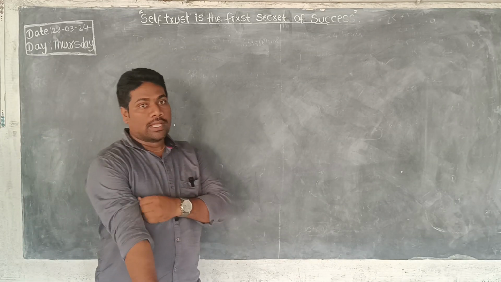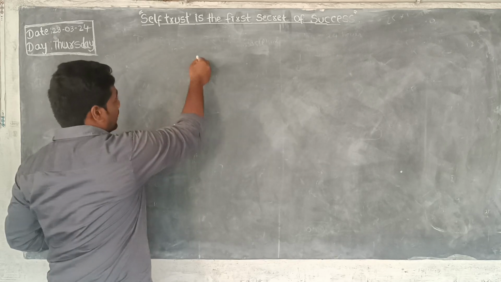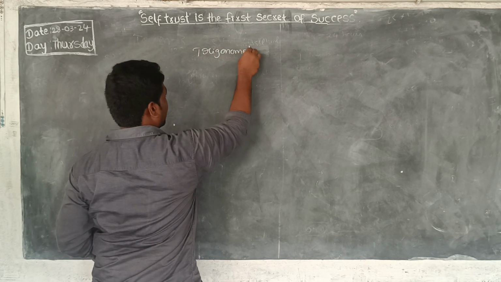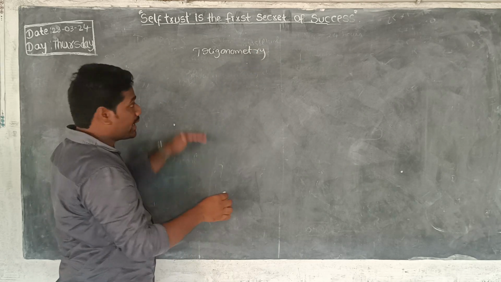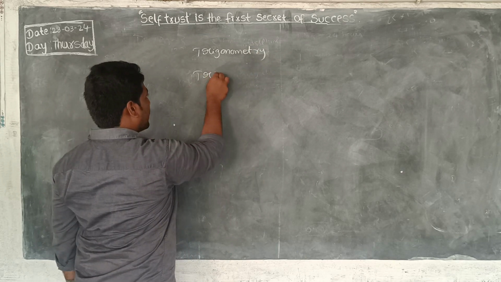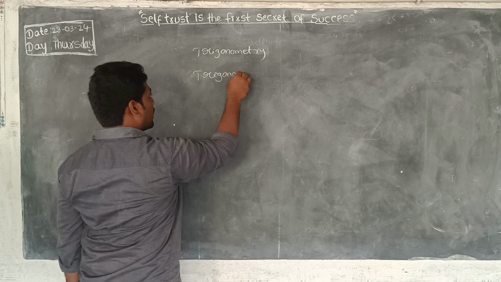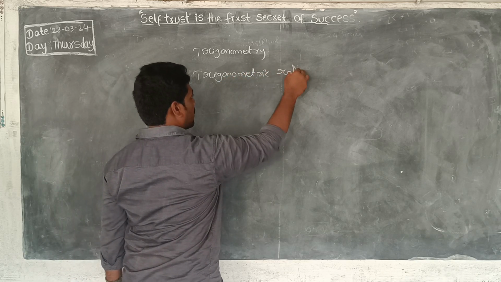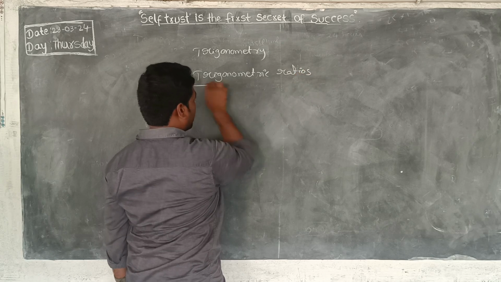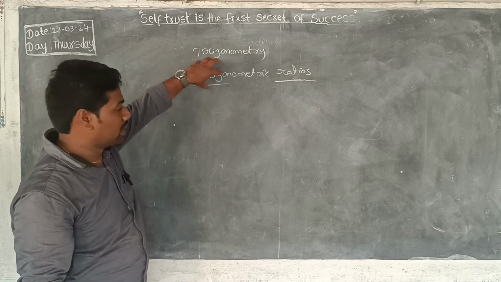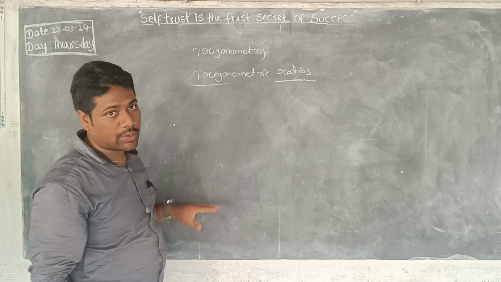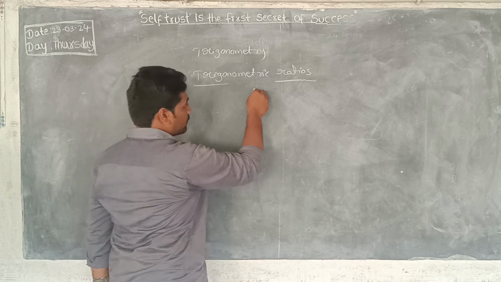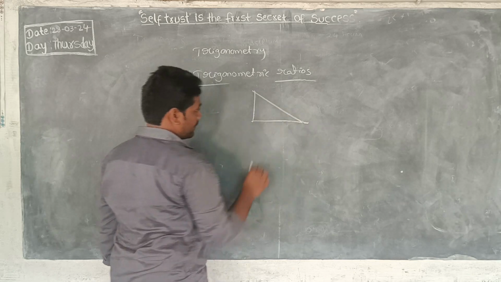Hi everyone. So in last class we discussed trigonometry, and after that we discussed trigonometric ratios. Trigonometric ratios also మనం discuss చేసుకున్నాం. In these trigonometric ratios we saw 6 ratios for the right angle triangle.